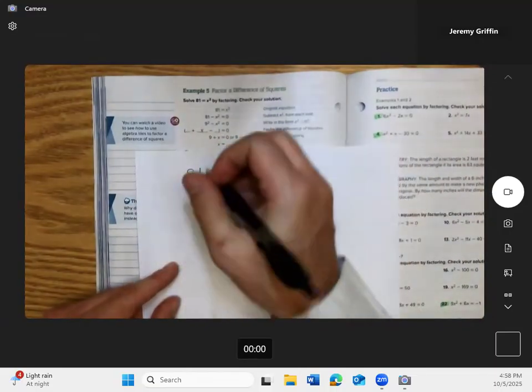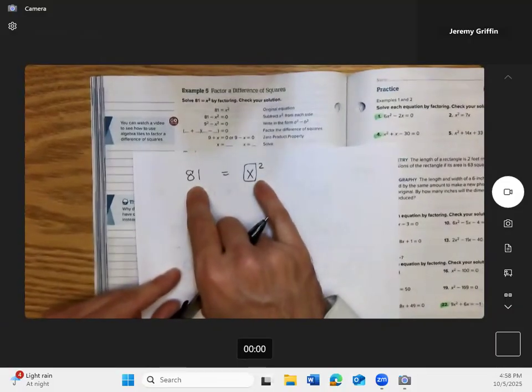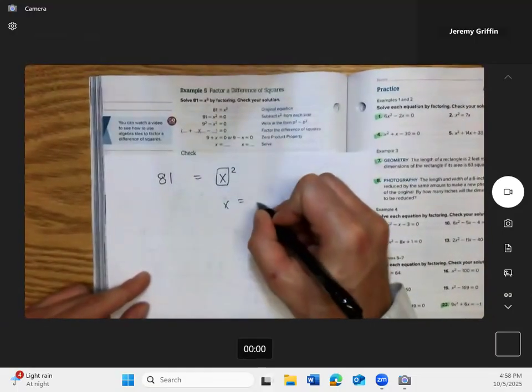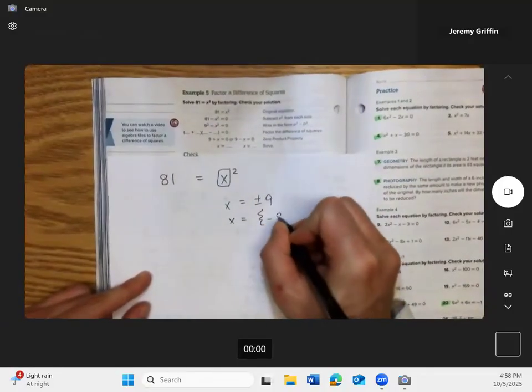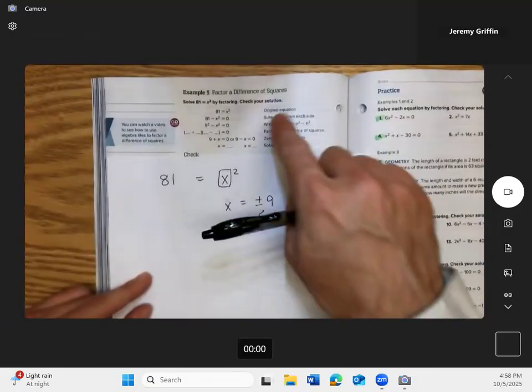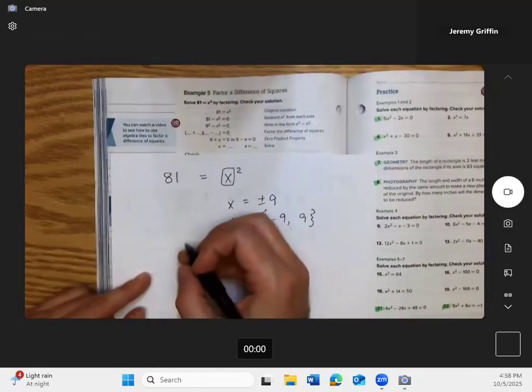Now, you could, if you want to, say, oh, well, I know the square root of 81 is 9, or I could say plus or minus 9. So you could jump straight to that and say x equals plus or minus 9, or x equals, if you like it this way, negative 9, 9. And that would be true. That's fine. But if you want to use the factoring method, it says solve it by factoring. Well, there's a little more to it.